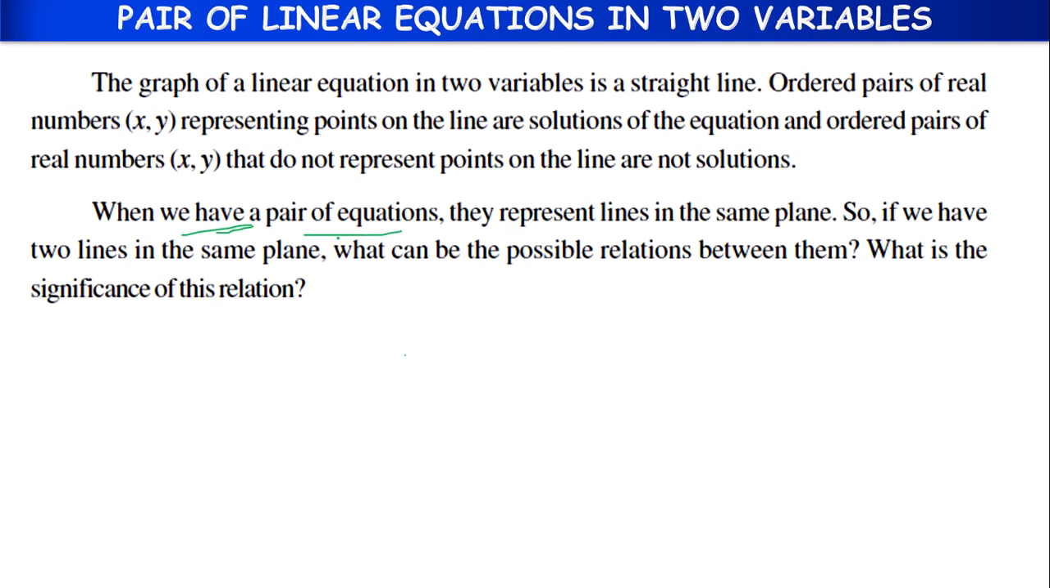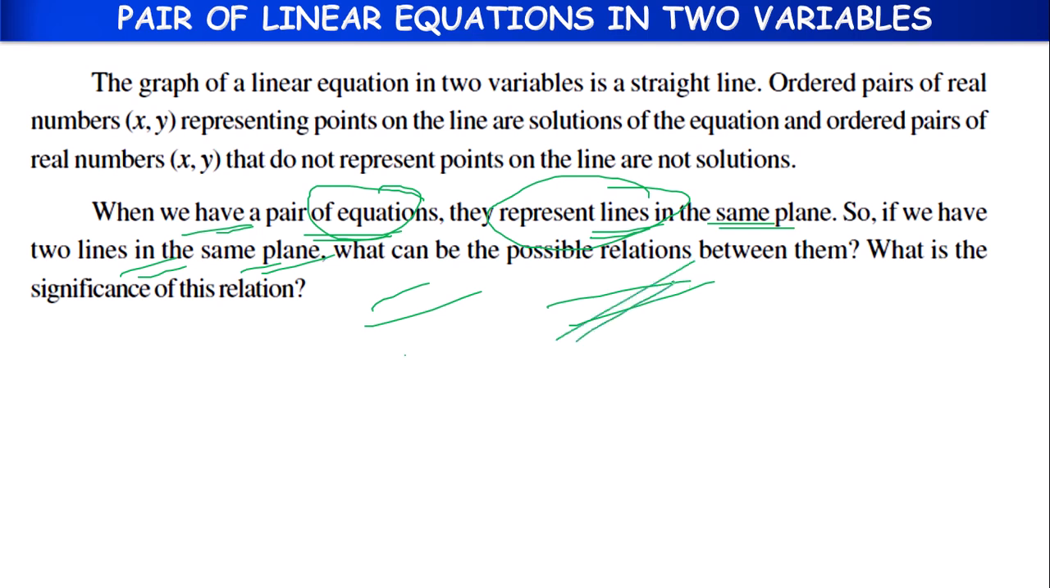So when we have a pair of equations, each equation will represent a line, which means we will have two lines in the same plane. But how will those two lines be in the same plane? What can be the possible relations between them? So let's learn about them.